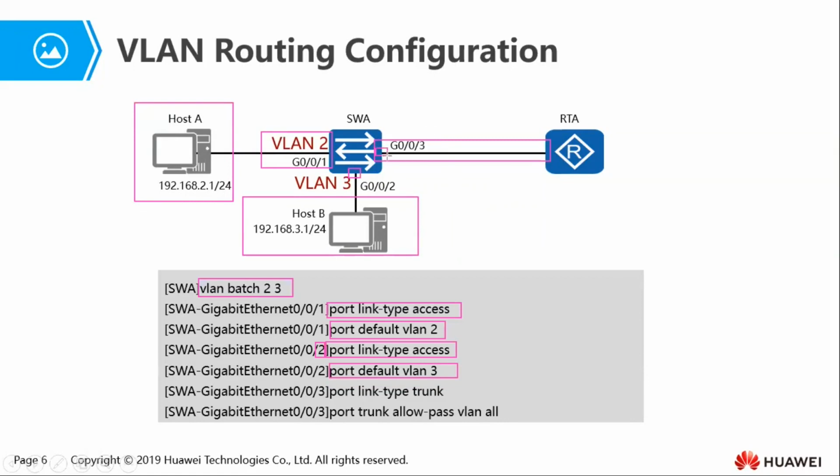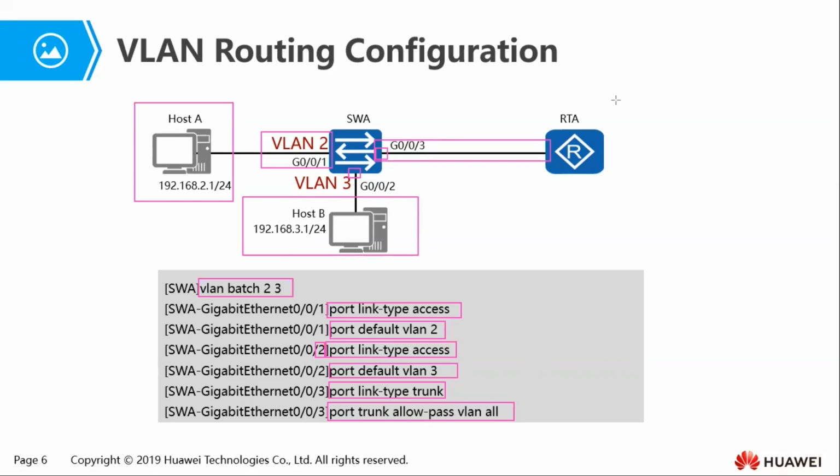After that, we come to this interface here that is connecting to RTA. Then we turn it into a trunk port using the command port link-type trunk. Then we go ahead and use the command port trunk allow-pass vlan all. In the previous chapter, I mentioned that when you want a trunk link to be able to carry frames from all VLANs as tagged frames, then you use the command port trunk allow-pass vlan all.